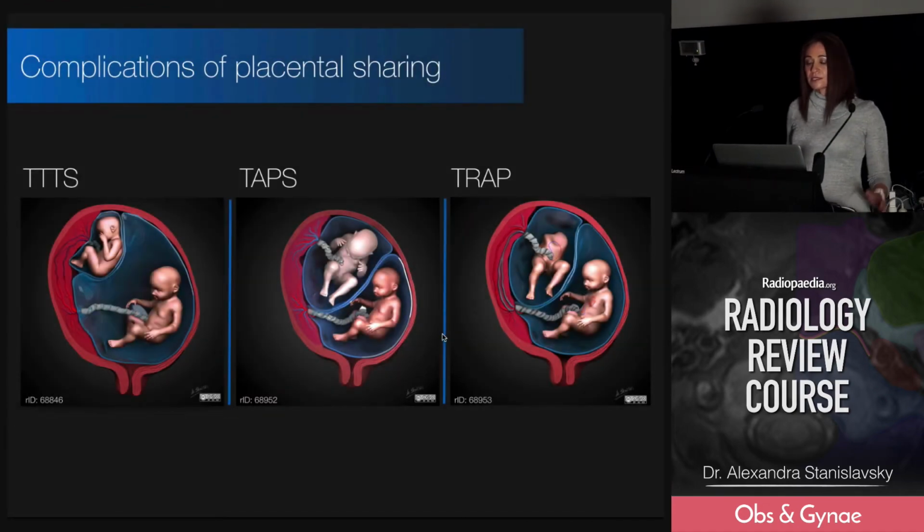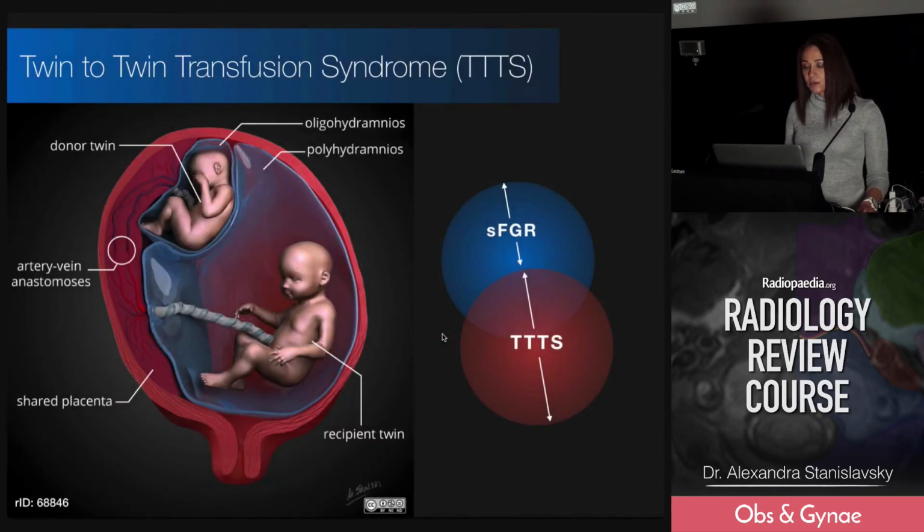So this is sort of the group of conditions which I've lumped together as complications of placental sharing. Now, intrauterine growth restriction was a complication of placental sharing to an extent as well. What's different about these three conditions is that they all have a single placenta, so they all must be monochorionic pregnancies, and they have abnormal interplacental anastomoses. So twin-to-twin transfusion syndrome, of course, is the most common one, most well known. Its hallmark and its definition is oligohydramnios in one sac and polyhydramnios in the other.